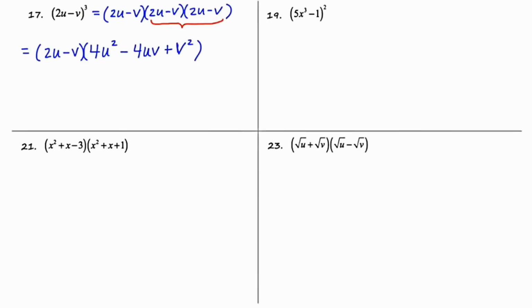Now, to multiply a binomial times a trinomial, I could use the vertical format that I did in the last example, but I could also do something that I've nicknamed the clamshell method, and I'm sure other teachers have used this nickname as well. I'm going to distribute the 2u through every term of the polynomial like this, and then multiply the negative v through every term of the polynomial.